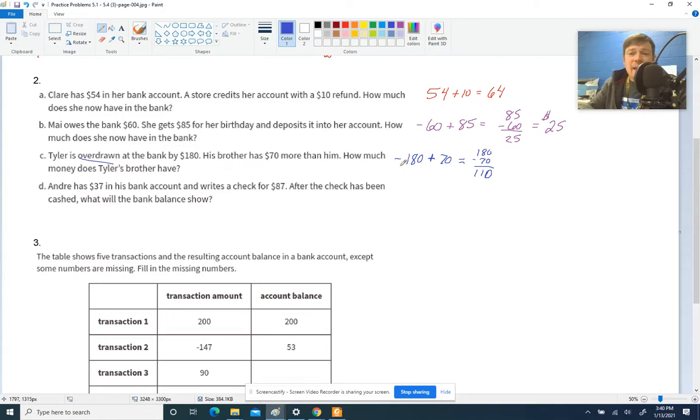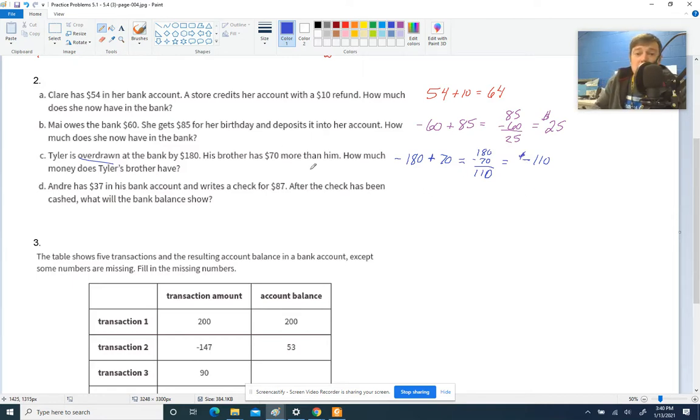Well, he doesn't really have any money. He has $110 that he owes, because if he only got $70 more than his brother and his brother owes 180, then he also owes money, just not as much. He just owes less. So he has negative $110 in his account, and that's what his account shows. These brothers are not very good at taking care of their money.